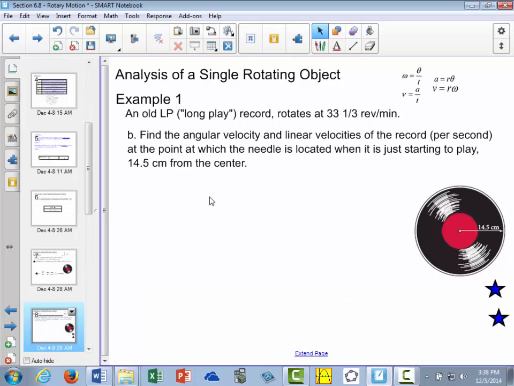Okay, the second thing we're going to be asked to do is find the angular velocity and linear velocities of the record per second at the point at which the needle is located when it is just starting to play, 14.5 centimeters from the center. So right here is where we're trying to find the angular and linear velocities of the record.